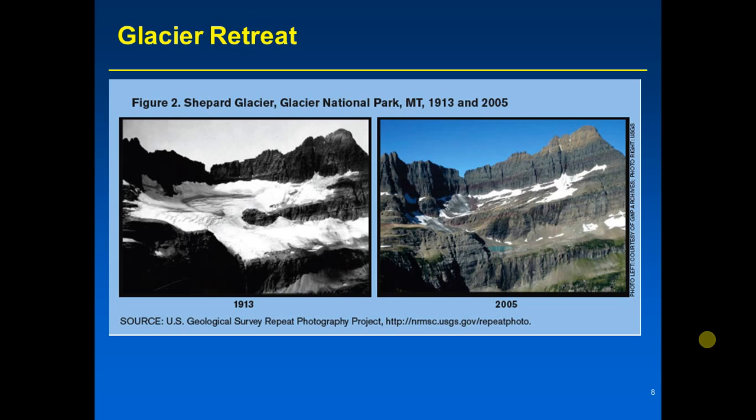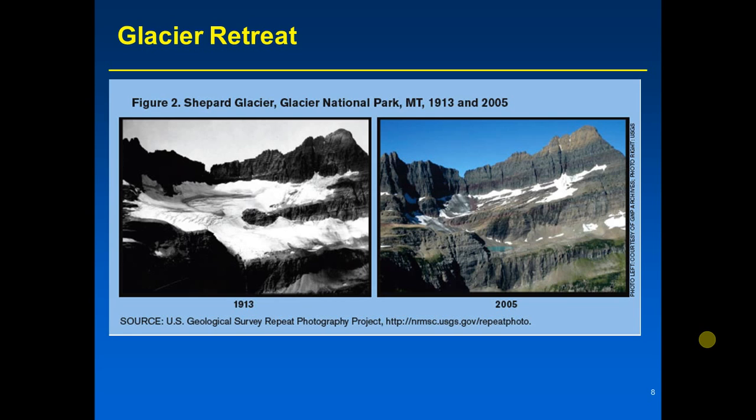Here's a figure showing the same part of Glacier National Park, specifically showing the Shepherd Glacier in Glacier National Park in Montana. In 1913, just over 100 years ago, and in 2005, fairly recently. And you can see the striking difference.